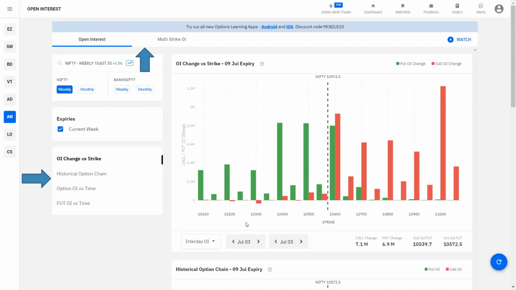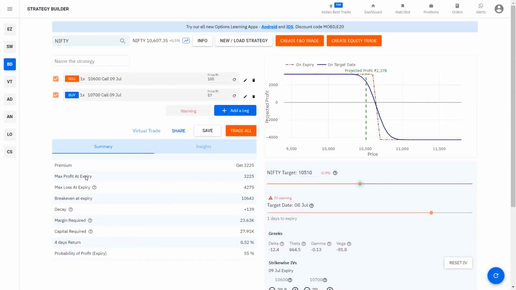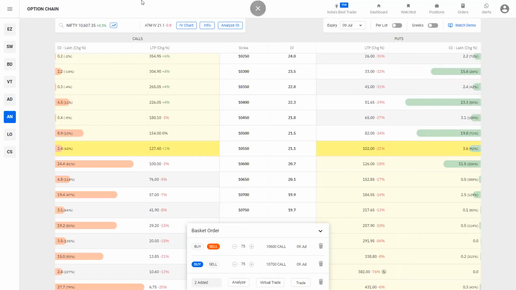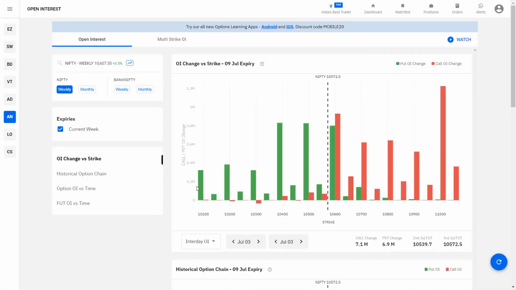Which brings us to open interest analysis. We'll quickly go through what all you can do in Sensible's open interest analysis. So to go to open interest analysis, what you have to do is you can click on this button, which is Analyze OI. If you click on it, it will open this new page. So you can see this, right? There are many features here. I'll go through them one by one, just 4 features.